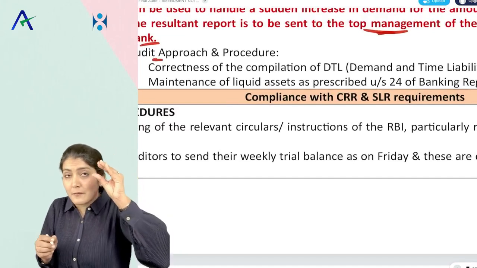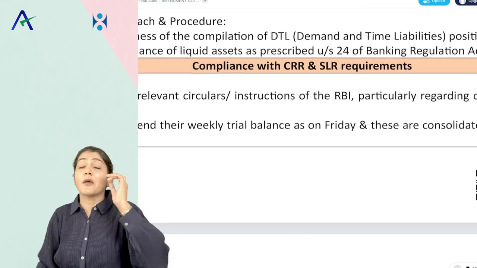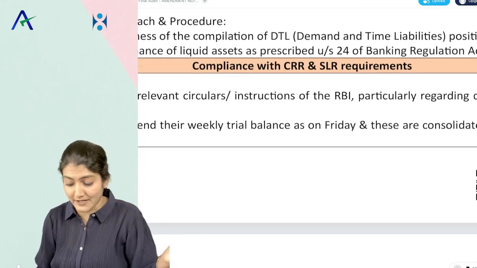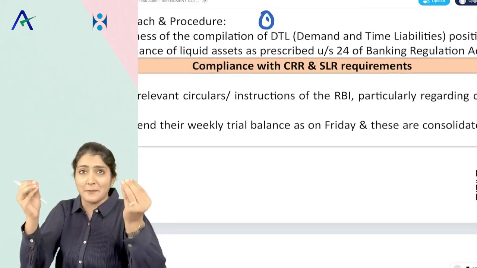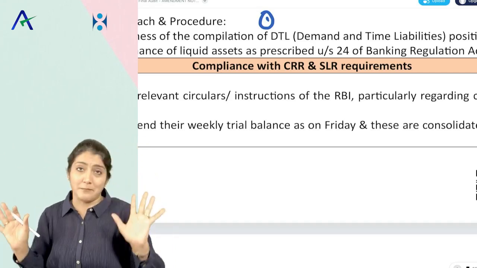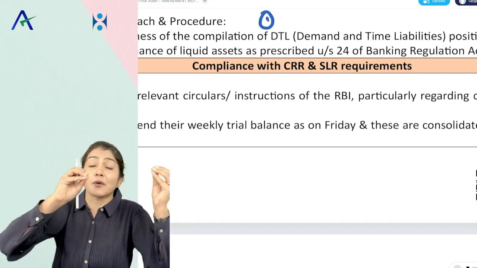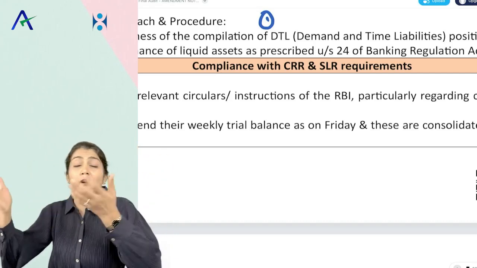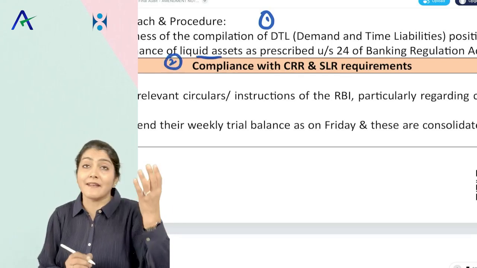What is the responsibility of the auditor? Basically, it is divided into two parts. One, the computation of the DTL, that is, how the calculation of the demand and time liabilities has been done. Say the computation of DTL comes to 1,000 crore and the SLR requirement is 23%. Then 230 crore has to be maintained in the form of liquid assets: gold, cash, and other government approved securities. So it talks about the maintenance of liquid assets.